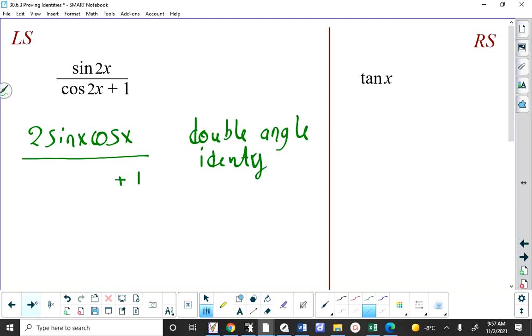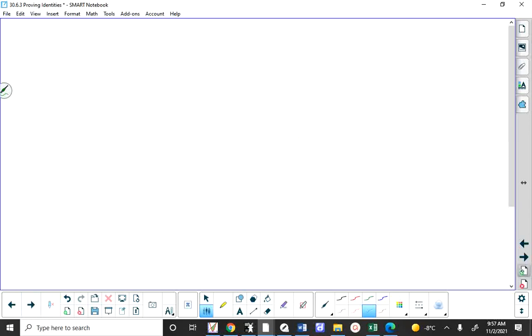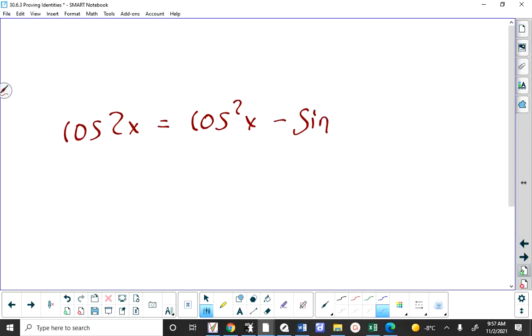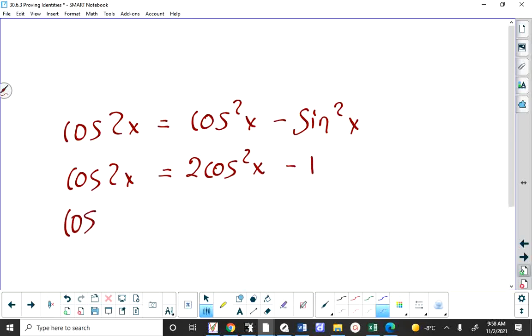Now, I'm also going to use a double angle identity for cos of 2x. But I have 3 different choices for cosine of 2x. Right, so hopefully you're looking at your formula sheet here. I'm going to go to a different screen. We have cosine of 2x is equal to a number of different things. Cosine squared of x minus sine squared of x. Cosine of 2x is also equal to 2 cosine squared of x minus 1, and cosine of 2x is also equal to 1 minus 2 sine squared of x.